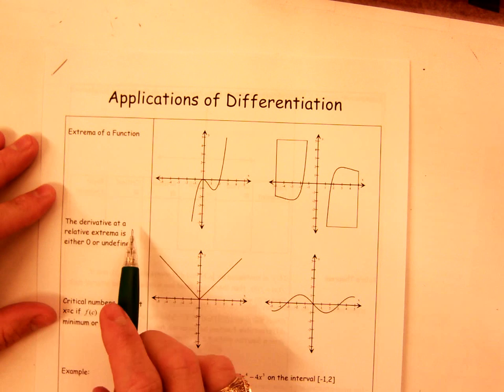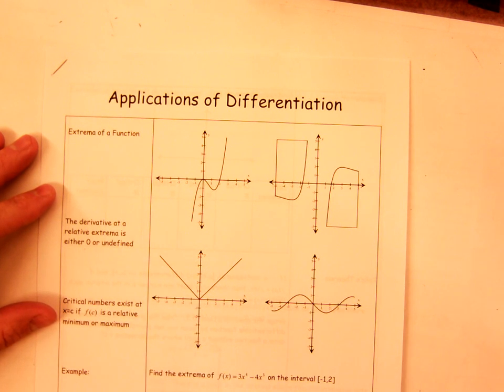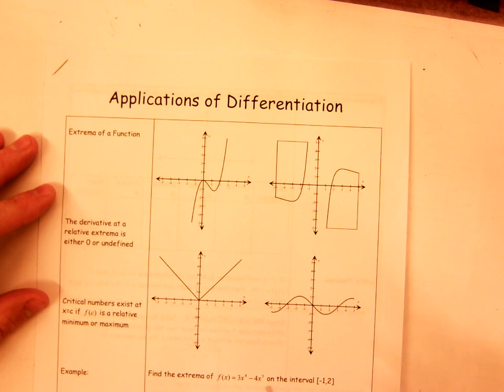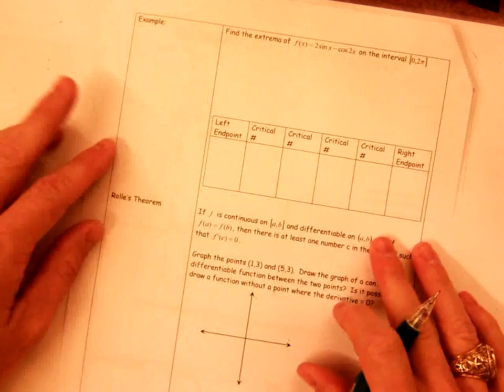The derivative at a relative extrema is either 0 or undefined. It's all review. Okay, we're not going to spend a lot of time on it. Critical numbers exist at x equals c if f of c is a relative minimum or maximum. Okay, they're critical at that point. All right, moving on. All right, here we go.